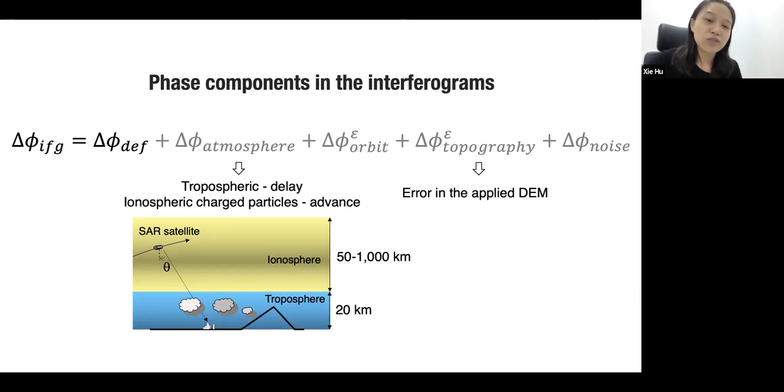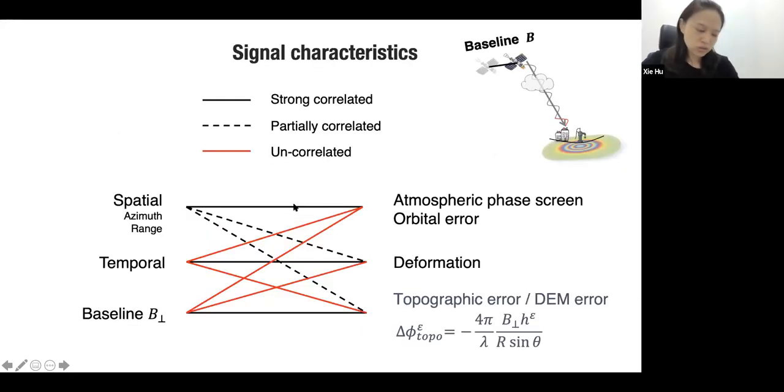Here, the interferogram contains not only the deformation, but also artifacts from the atmosphere, orbits, topography, and other noise. Especially the atmosphere can be really complicated. For example, the phase components incurred by the troposphere and ionosphere can represent contrasting signals in the interferograms. But the good thing is that those signals or artifacts have different spatial and temporal characteristics. For example, the atmospheric phase screen and the orbital error are strongly correlated in space and uncorrelated in time. And the topographic error can be represented by the spatial baseline using this equation. The baseline refers to the distance between the repeat pass satellites.